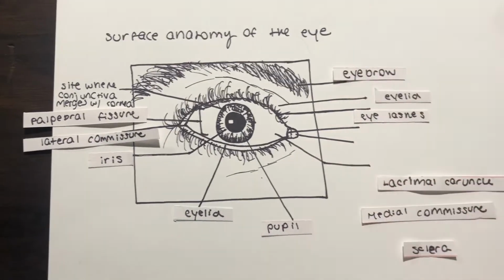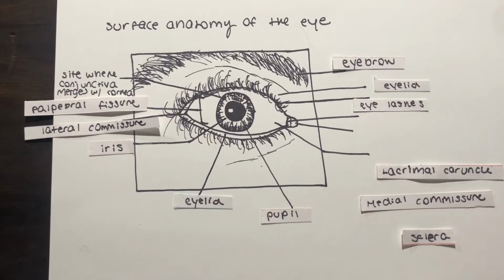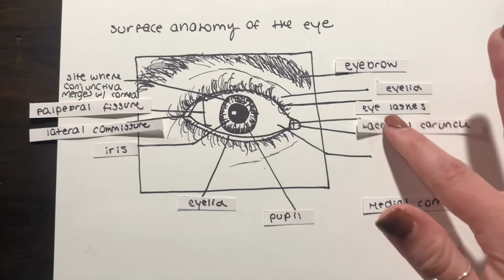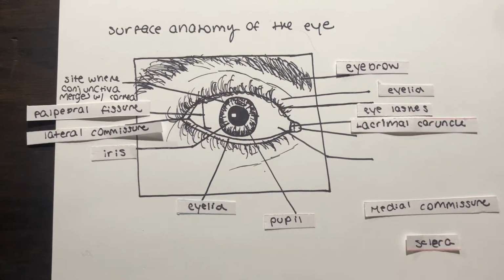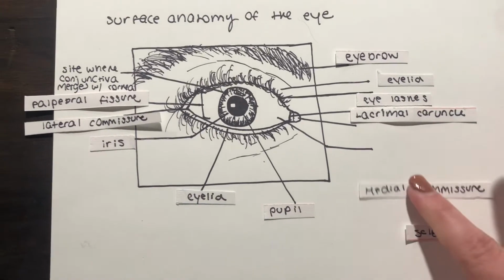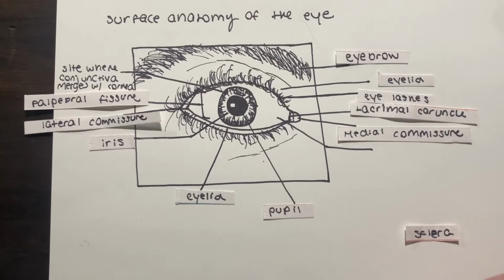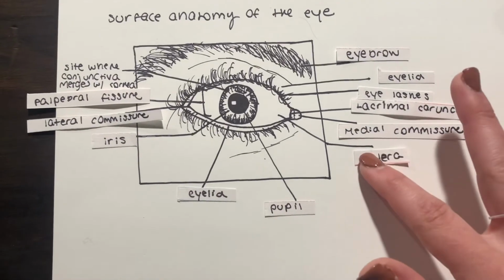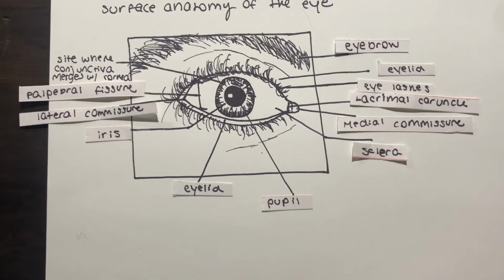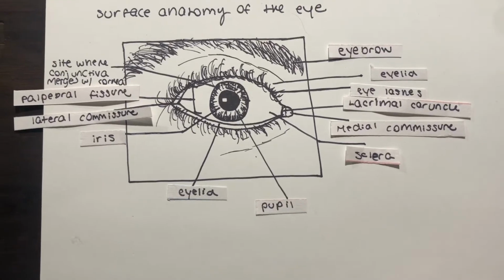The eyebrow protects the eyes from sweat, rain, and moisture so the vision can stay clear. They are also essential for nonverbal communication. The lacrimal caruncle is the small, pink, globular part of the inner corner of the eye. The medial commissure is the other corner of the eye where the upper and lower eyelids meet. And the sclera is the opaque, fibrous, tough, protective outer layer of the eye.